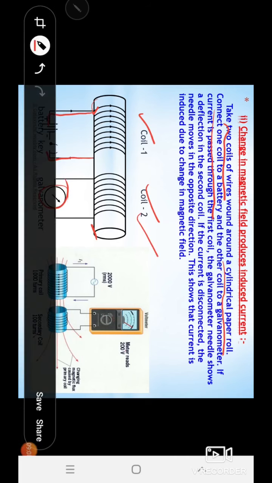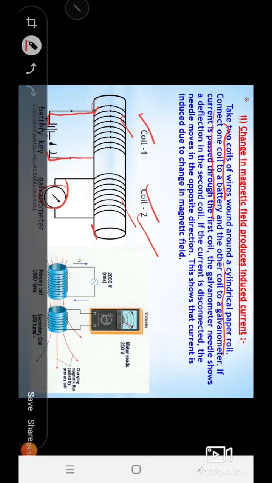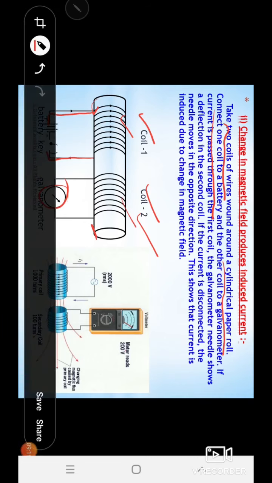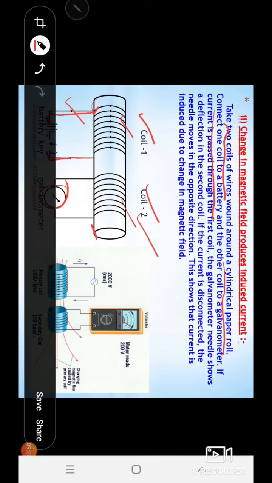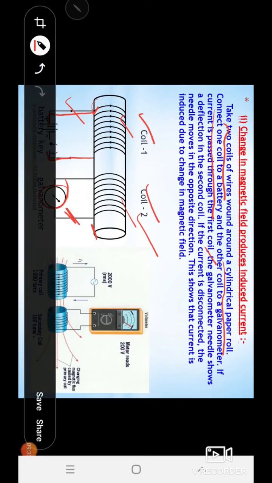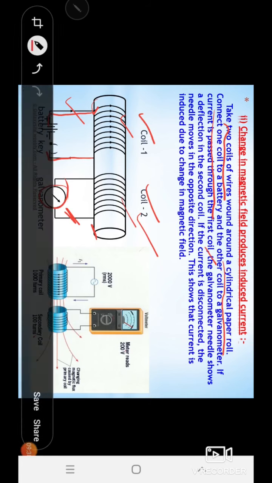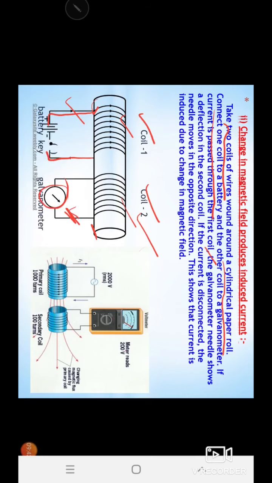So keep in mind, take two coils of wires, this is coil 1, coil 2. Connect coil 1 to the battery and coil 2 to the galvanometer. Now pass the current with the help of a battery. If current is passed through the first coil, the galvanometer shows deflection in the second coil. So you are able to see, if we pass the current with the help of a battery in the first coil, a deflection is found in the second coil in the galvanometer.